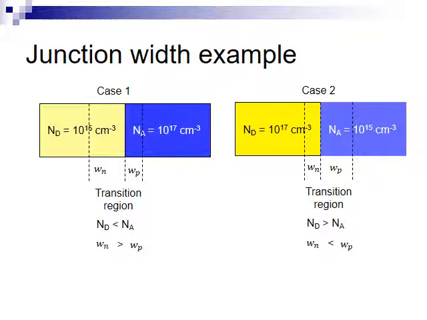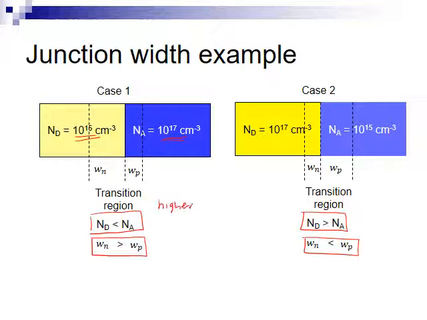For example, in case 1, if we dope one side with Nd equals 10 to the power of 15 donor and P side having Na of 10 to the power of 17, the junction width on the P side will be narrower than the junction width on the N side. Case 2 is just the opposite of case 1. The reason behind this is when the doping concentration is high, the recombination process has higher tendency to happen. That means more ionized particles will be neutralized and thus the space charge region in the highly doped region will be smaller. This means the area of the transition region is smaller, which in turn means the junction width is smaller.